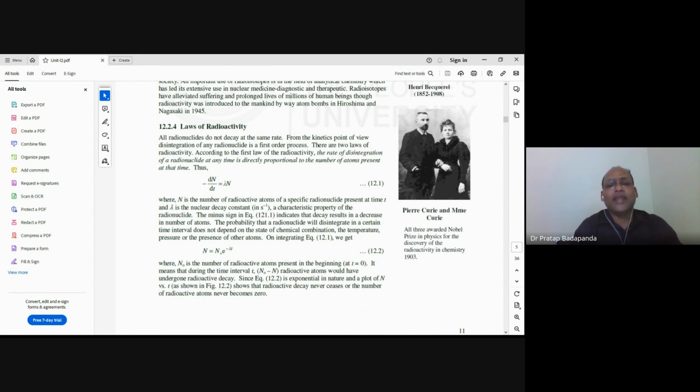Here N is the number of radioactive atoms of a specific radionuclide present at time t, and lambda is the nuclear decay constant, a characteristic property of the radionuclide. The minus sign indicates that decay results in a decrease in the number of atoms. This is not a mathematical thing.